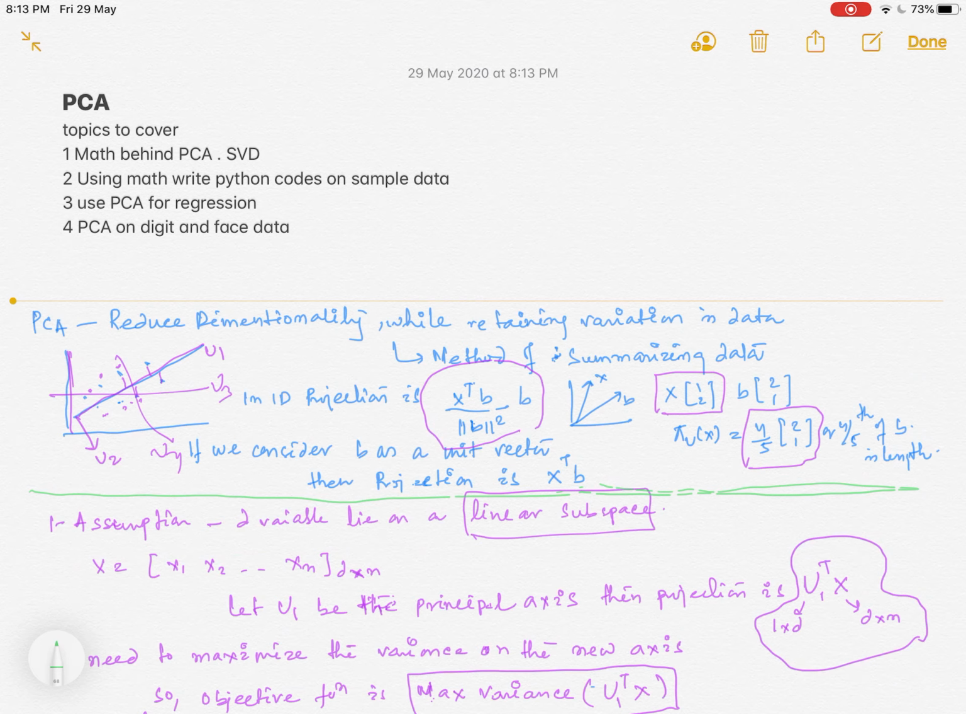Today we'll cover principal component analysis. In the next 2 or 3 slides we'll try to cover the math behind PCA and also try to get a grip on SVD.